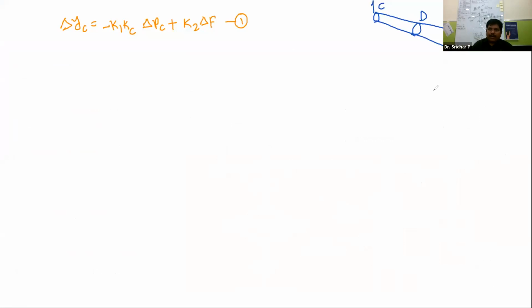Now I'm taking the CDE link. So suppose C moves in the upper direction. If C moves in the upper direction, tell me, Rohit. Rohit. Rohit.